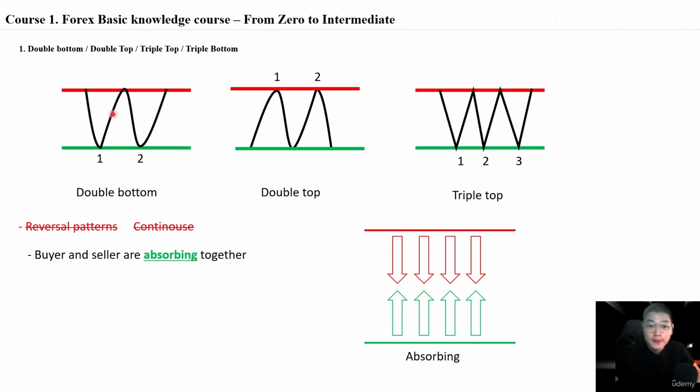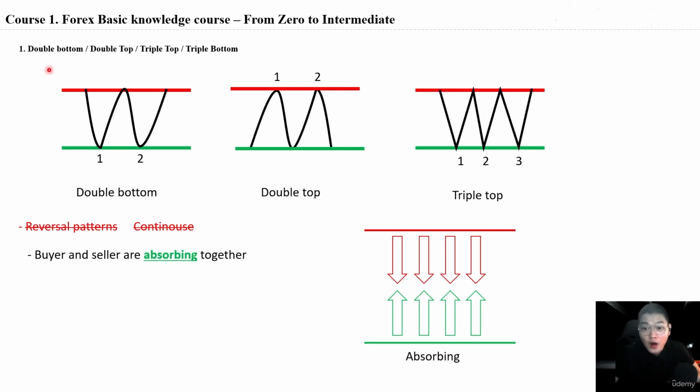What is a double bottom? When you see the market have a structure like this, it is a double bottom. The black line is the price line, the green line is the support line, and the red line is resistance. A double bottom means that price goes lower and upper, lower and upper, and creates two bottoms at the same level. Double top is the same, but in the reversal, price creates two tops at the same level. Triple top follows the same theory, but this time we have more tops than the double.